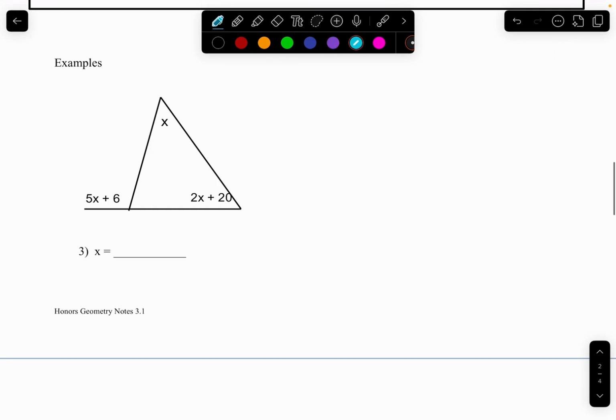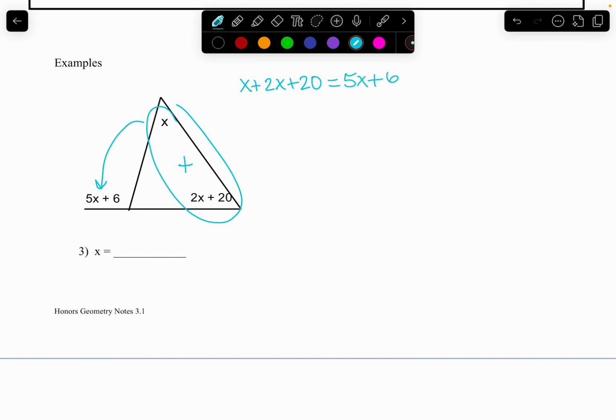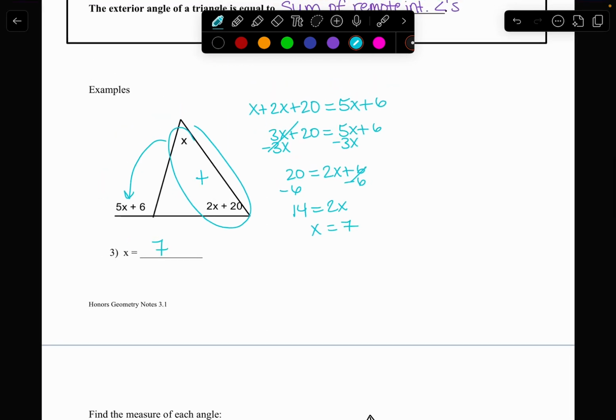So here's an example. I have my exterior angle. Notice that the adjacent interior angle is not available. So I know that my two remote interior angles should be able to be added together, and that is going to equal the value of the exterior angle. I'm talking and writing at the same time, so let's make sure I didn't make a mistake. Okay, great. So this will be 3x plus 20 equals 5x plus 6. We're going to subtract 3x from both sides. So x will be 7. It's pretty easy.